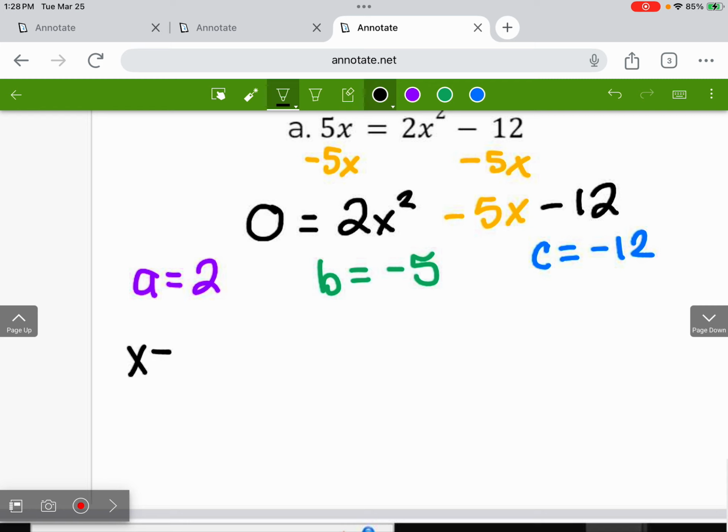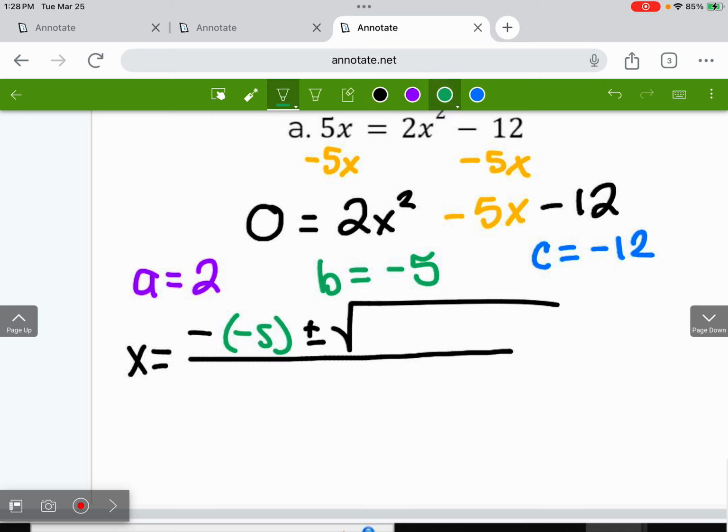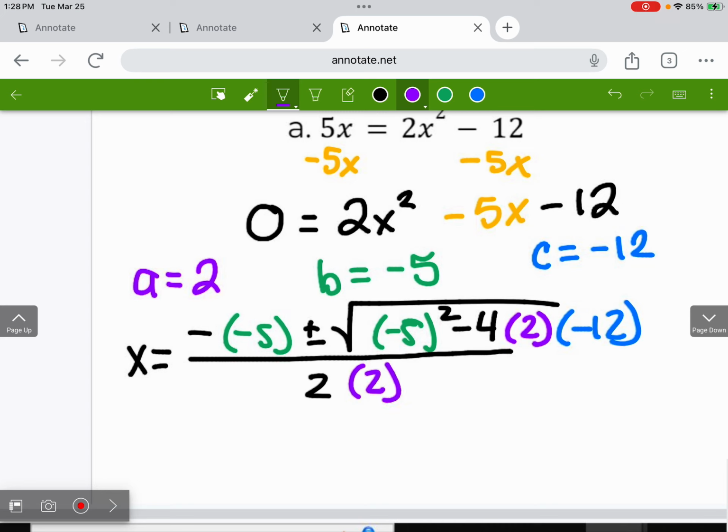So then we're going to have our x equals, and we can start filling in pieces. Opposite of B plus or minus square root B squared minus 4 times A times C over 2A. So it should look like this fully filled in, but this is a mess and really difficult to type into a calculator. So that's when we want to find the value of the discriminant.